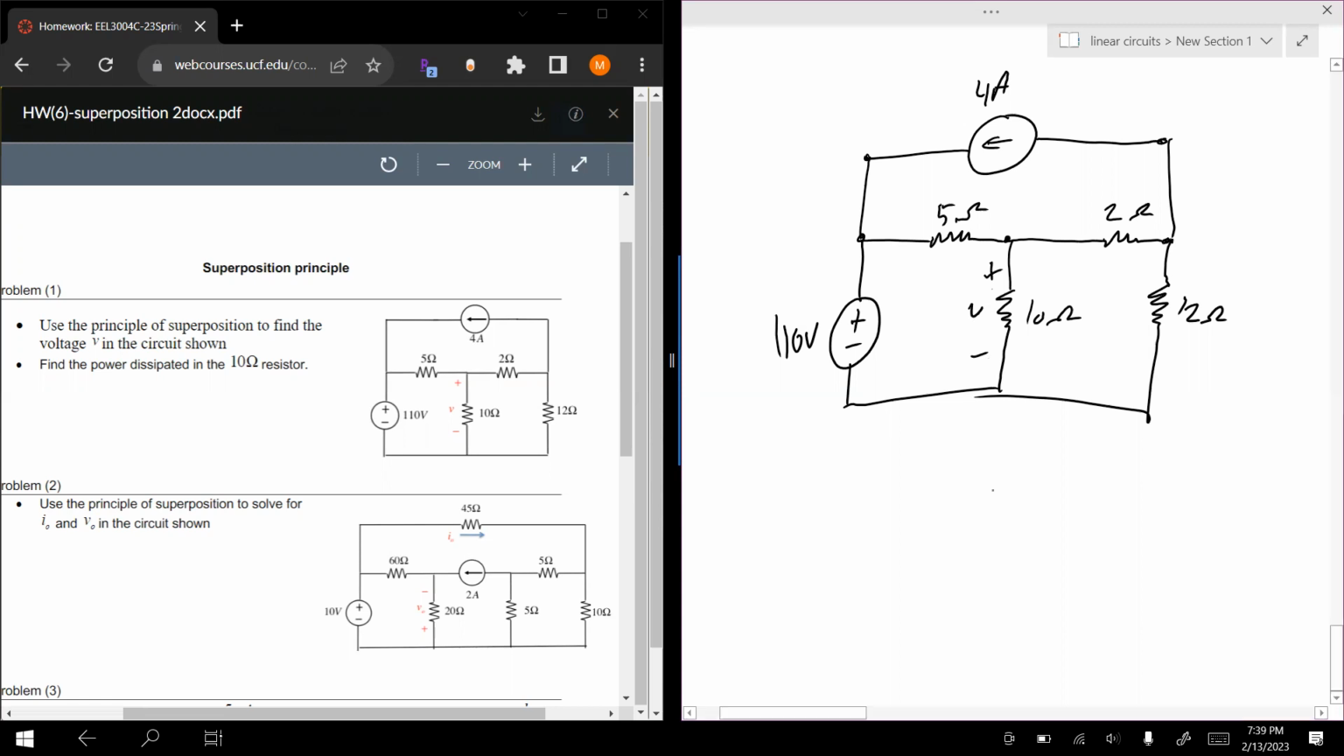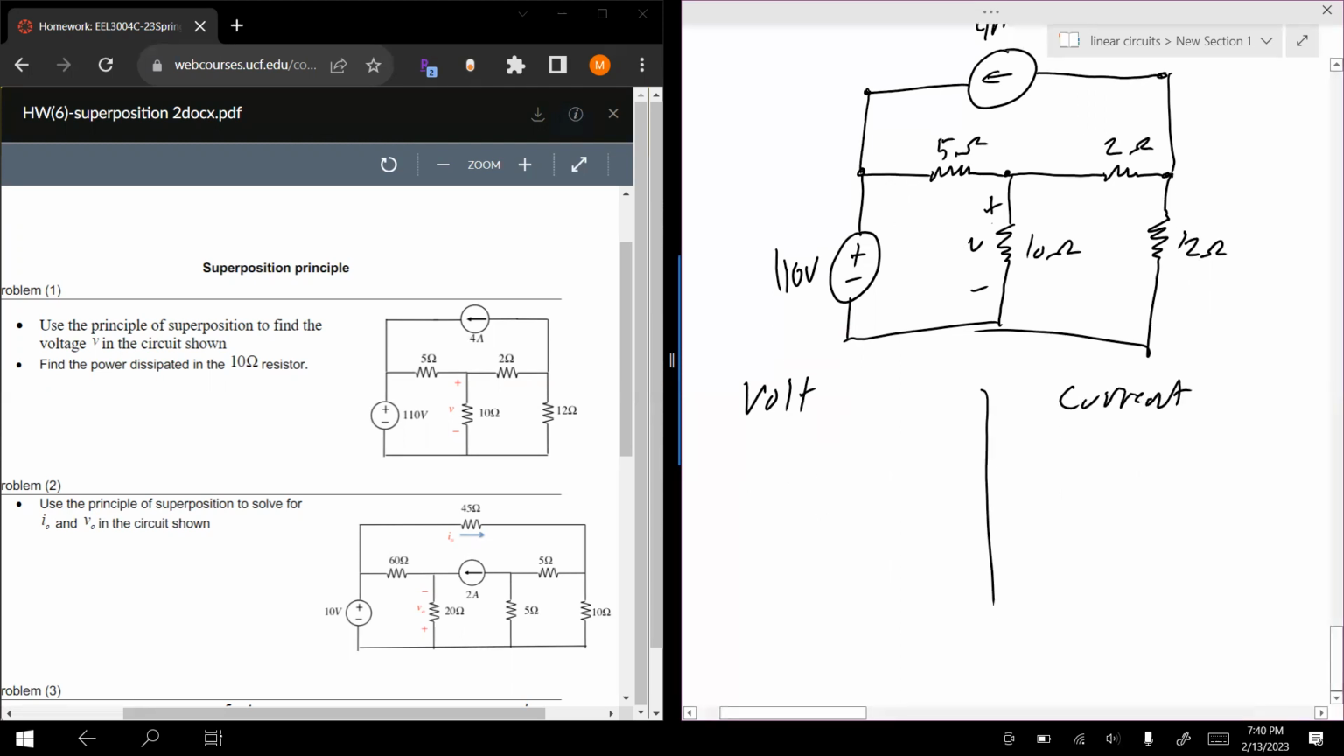So basically there's going to be two versions of this question that we do. The superposition principle is where you turn off all the other independent sources but one of them. So for this side, we're going to do the voltage source, and then this side, we're going to do the current source.